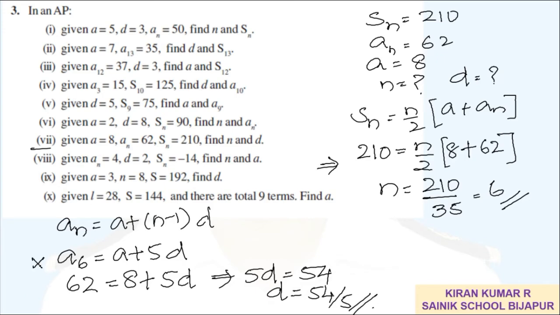Here you may get confused. Why did I take 62 in place of an? Because n value we have found it as 6. This 6 gives a6, which is nth term. So nth term is 8 plus 5d.